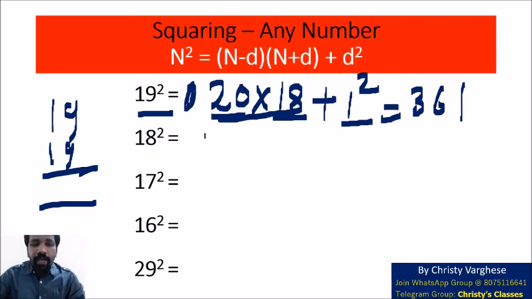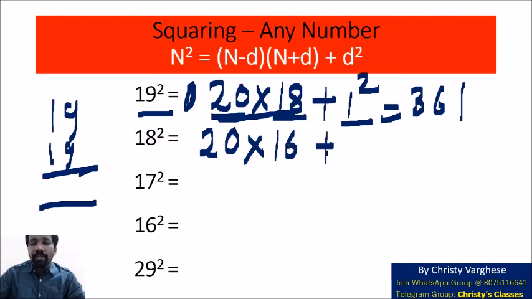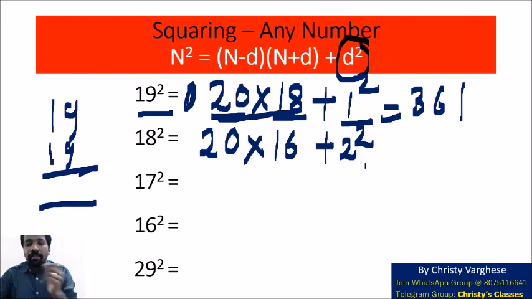18 square, how to do? 18, you made 20 by adding 2. So for the next 18, because 18 square is 18 into 18, you subtract 2 to make it 16. You added 2, subtracted 2. So the compensation should be 2 square. d square you have to add. The distance is what you are subtracting and adding. That is called the distance here.